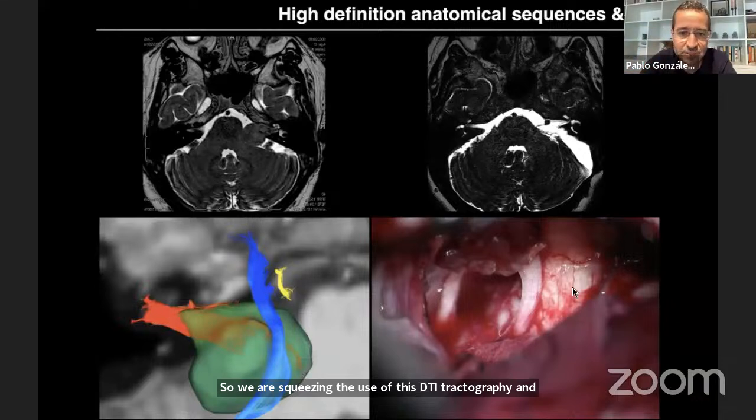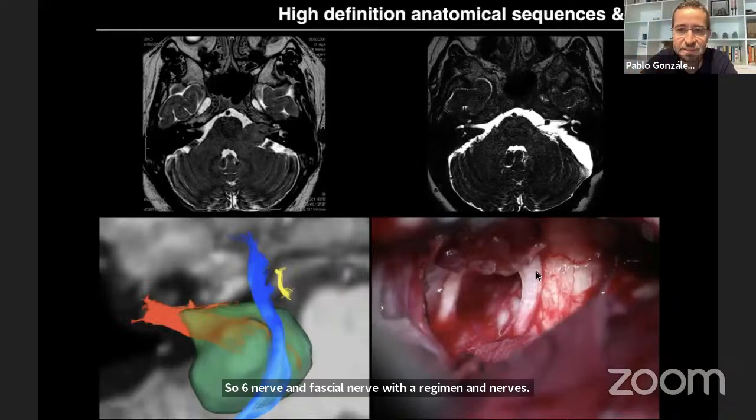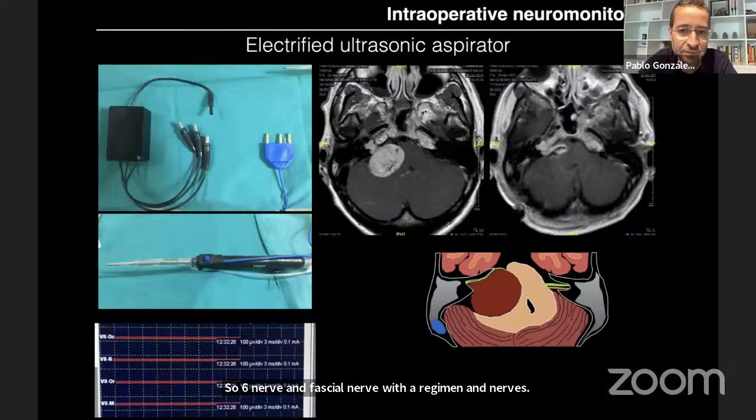You can see how this correlates quite nicely with what we found intraoperatively: sixth nerve and facial nerve with the trigeminal nerve. So we can have a good idea of where the tumor is located regarding the facial nerve, and how we can even see the facial nerve without watching it directly.